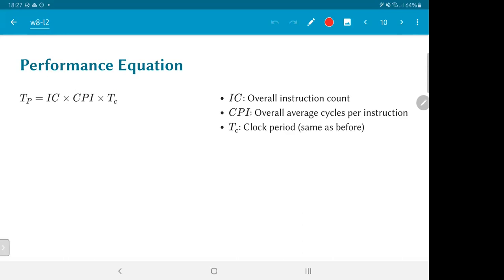The CPI can be controlled by the architecture designer. You could decide on a single cycle implementation or a multi-cycle implementation, or you could decide which particular instructions take multiple clock cycles and how many of those clock cycles. Of course, it would also have an impact on TC itself. And the instruction count essentially depends on the program itself that you are trying to run. So by writing it in this way, we have managed to separate out the different things that influence the overall running time of the program. And as computer designers, we can then decide which one to focus on.